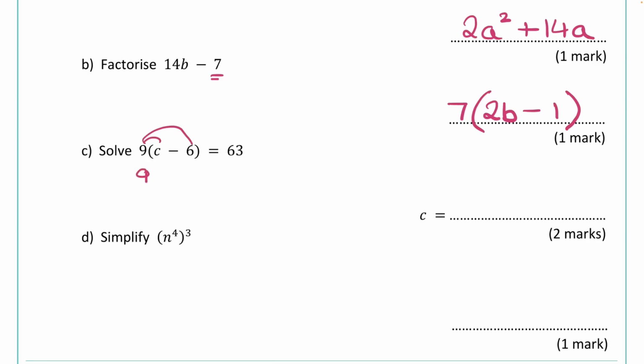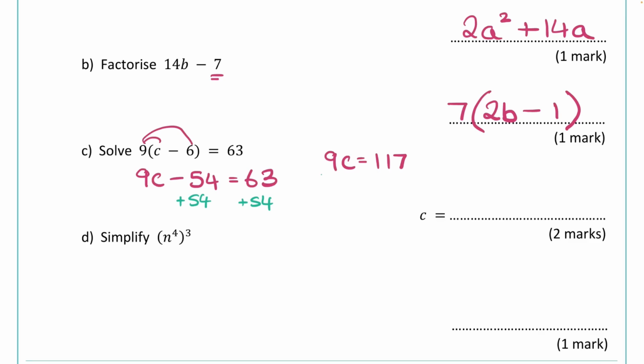So if we expand the bracket, we get 9c minus, and although you probably know 6 times 9, just use your calculator for that. So 54, and that is equal to 63. We are now at a stage where we can add the 54 over to the other side. So 54 add 63 gives us 117. So we have 9c is equal to 117.